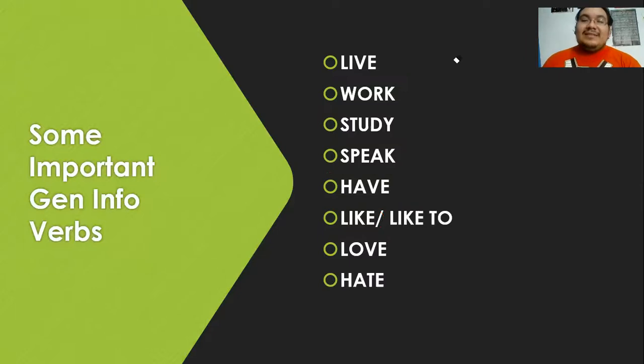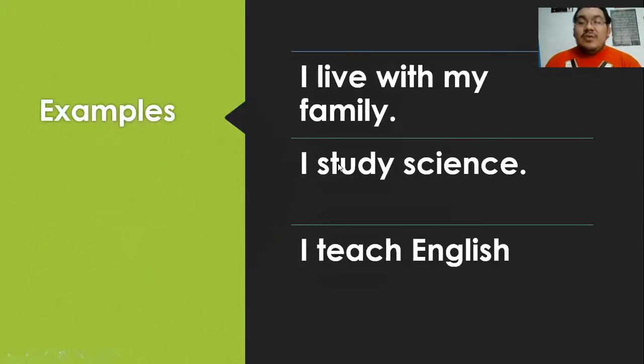So, guys, here are some examples. Acá hay algunos ejemplos about the things that you can say with these verbs, acerca de las cosas que pueden decir con estos verbos. I live with my family. I study science. I teach English. Acá hay un verbo distinto, un verbo aplicado hacia mi vida personal.